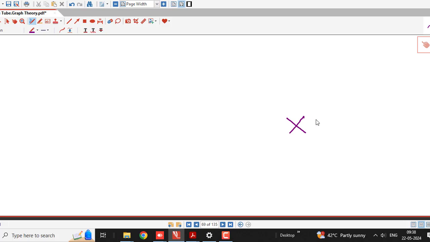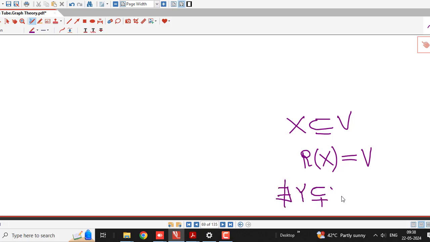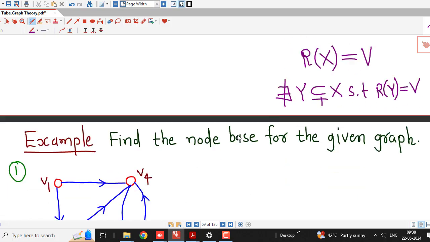A node base is a subset capital X of a vertex set V of a given graph G, such that the reachable set of X is V, and there does not exist a proper subset Y of X such that the reachable set of Y is capital V.